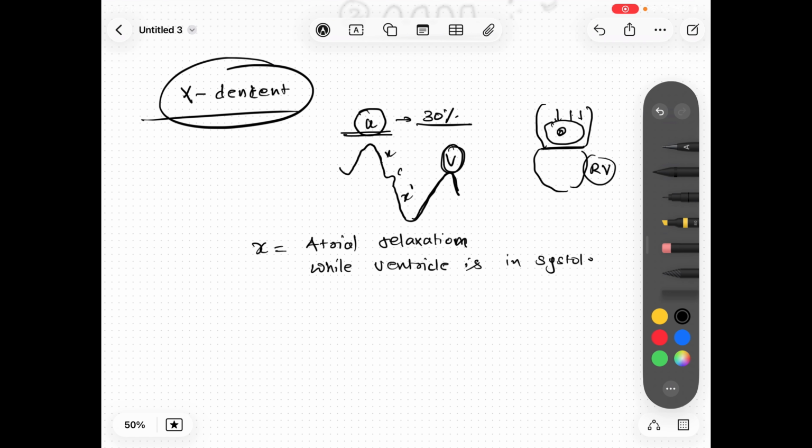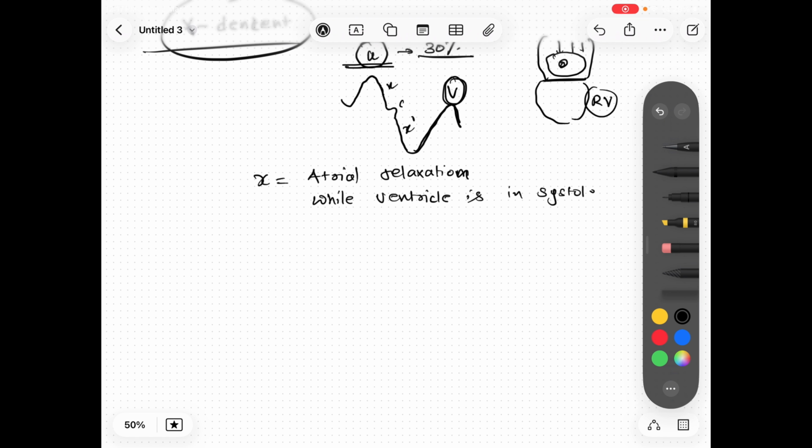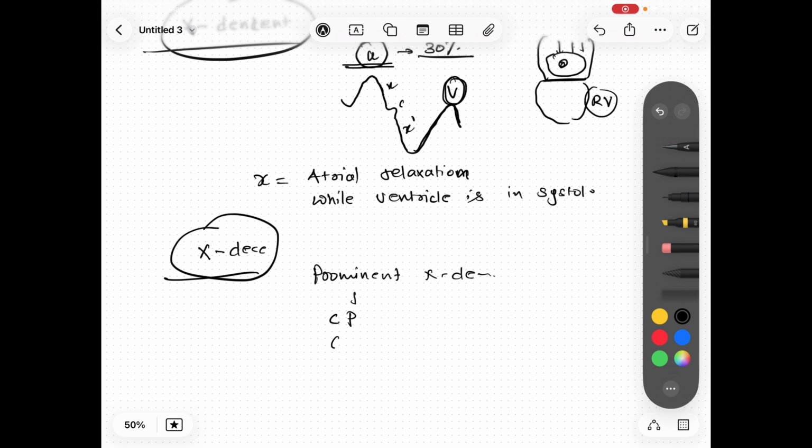Now we'll discuss the abnormality of X descent. We have two causes for the prominent X descent. First is constrictive pericarditis. Second is cardiac tamponade. I will take another video for the cardiac tamponade. In that video, I will explain in detail why there is prominent X descent in JVP in cardiac tamponade and constrictive pericarditis.